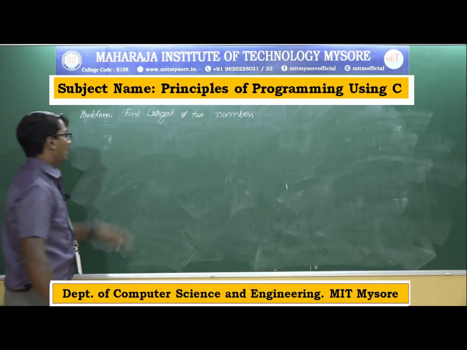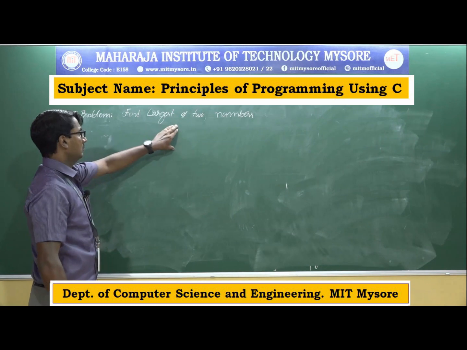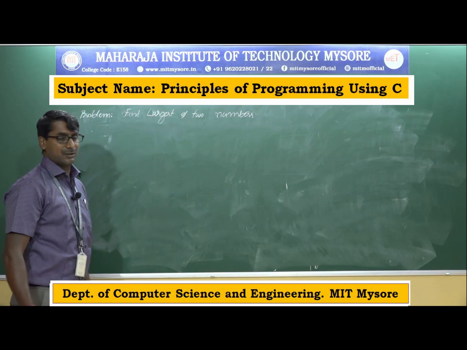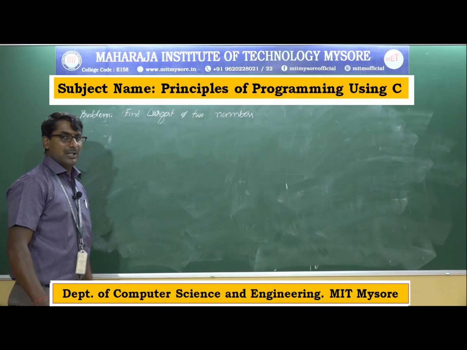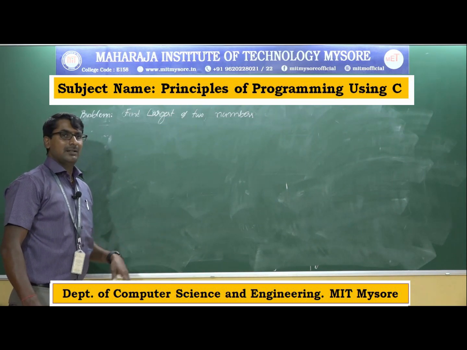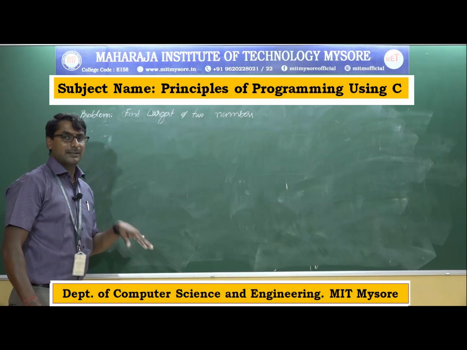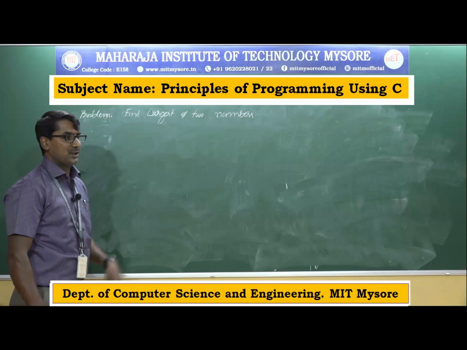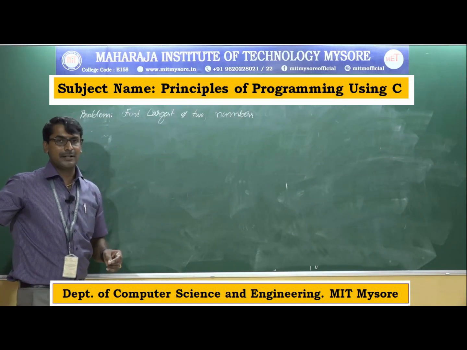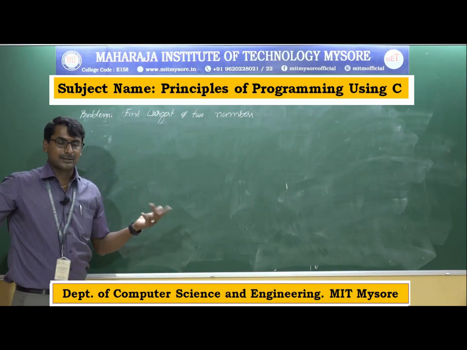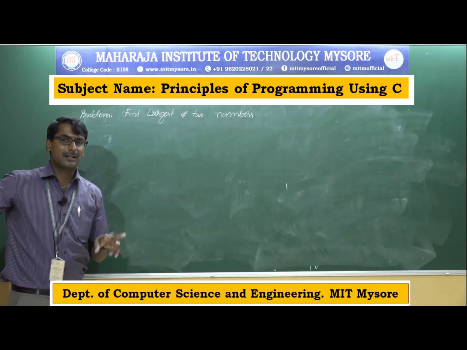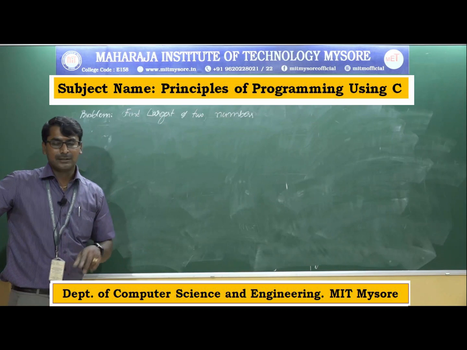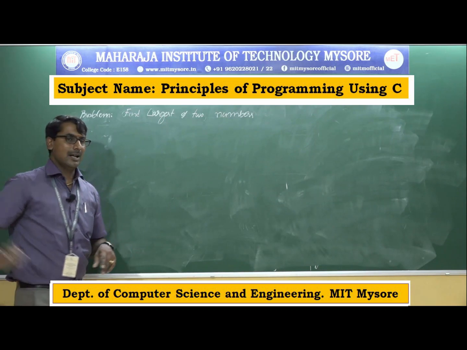Okay, let's consider one more program. Find the largest of two numbers. Here also we need to read two elements, then check whether the first number is larger than the second number or the second number is larger than the first number. So there are two alternates. One alternate is A is large and the second alternate is B is large.